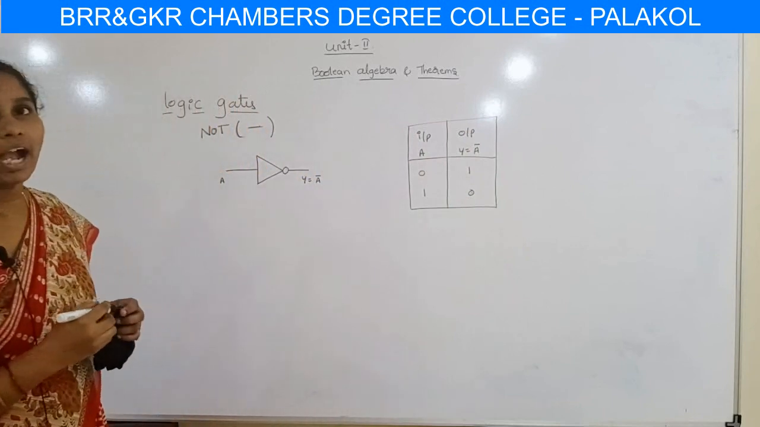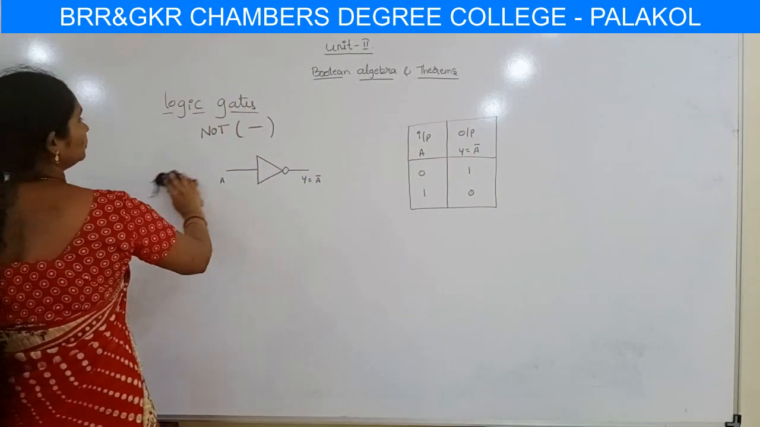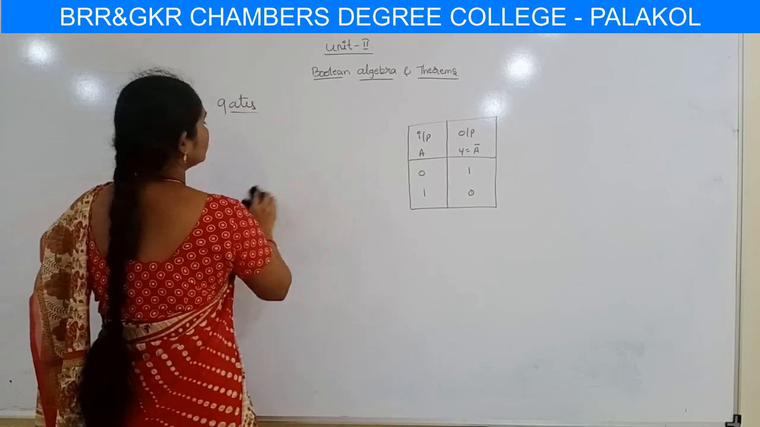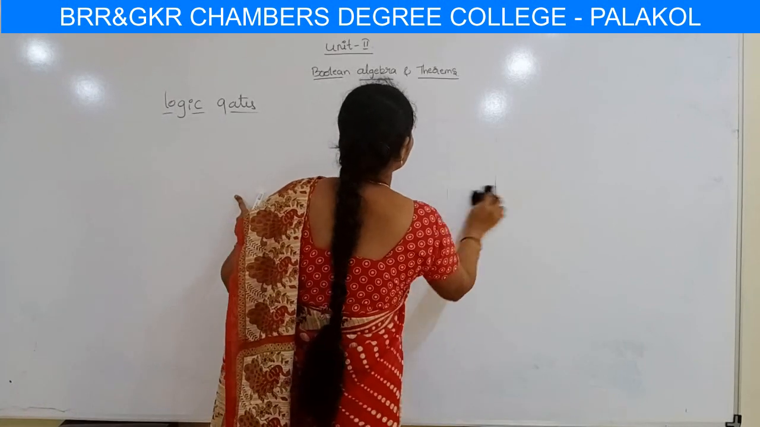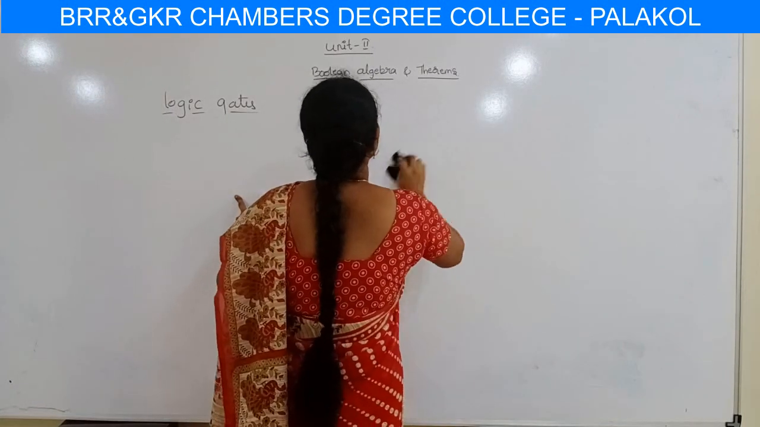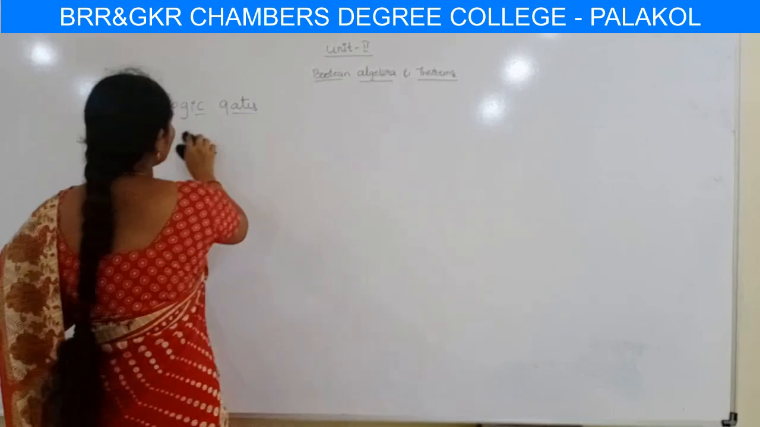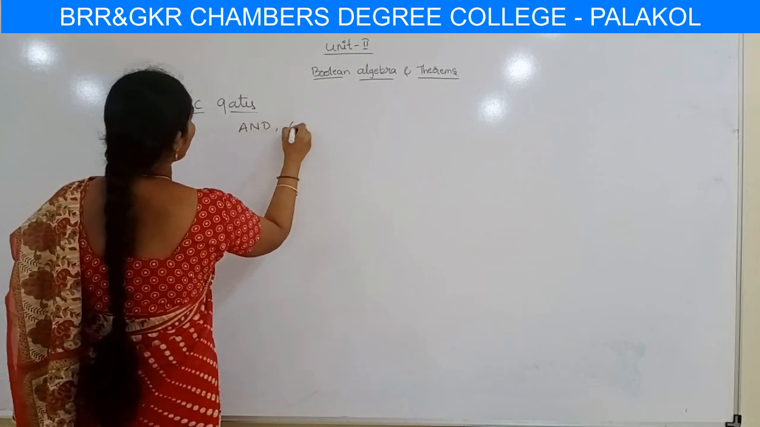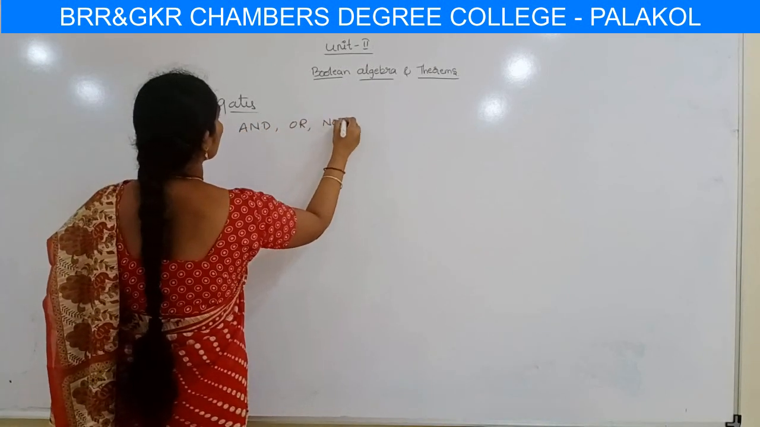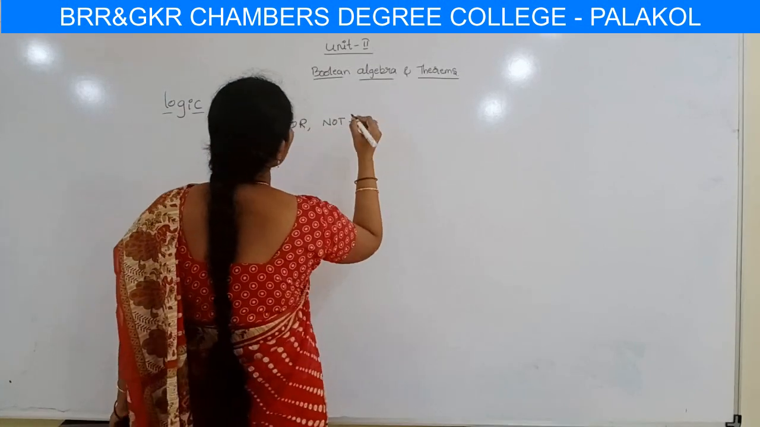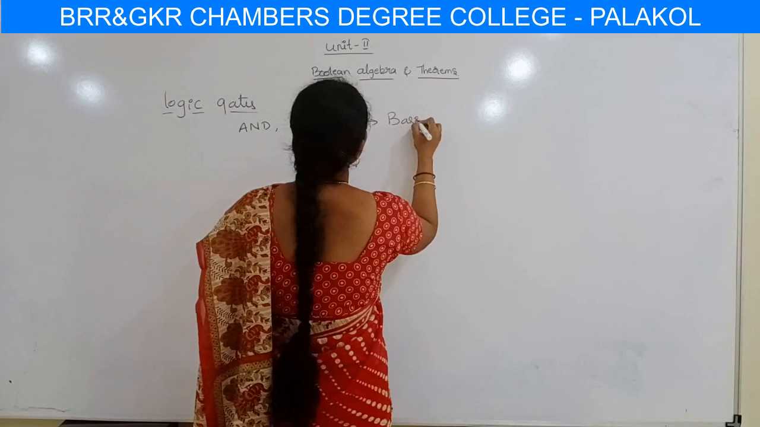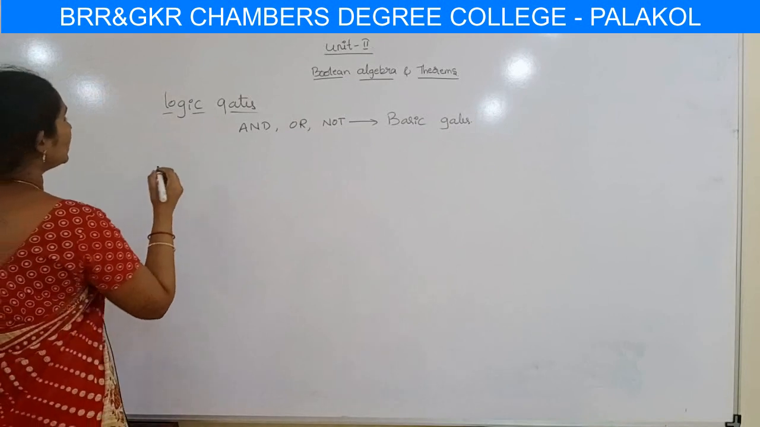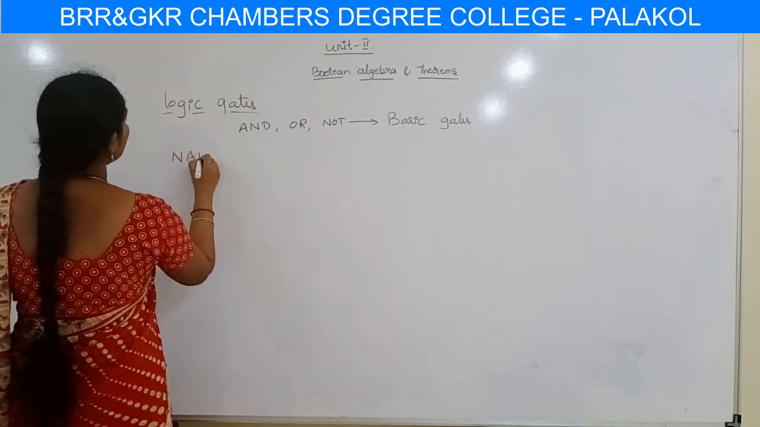Okay, and next another gate is the NAND gate. Up to now, what gates have been discussed? Those are the AND gate, OR gate and NOT gate. AND, OR and NOT gates are called basic gates. Okay, so now another gate is the NAND gate.